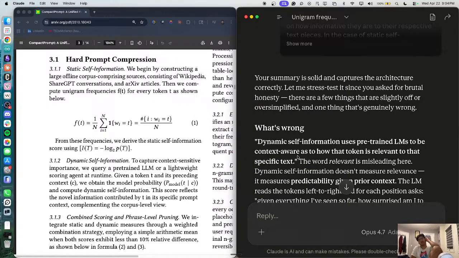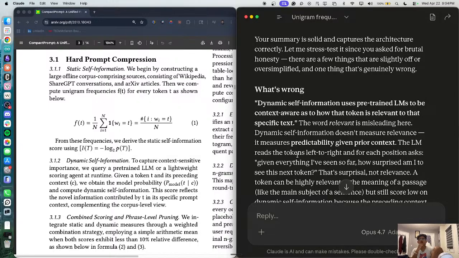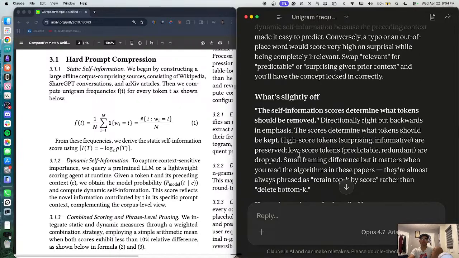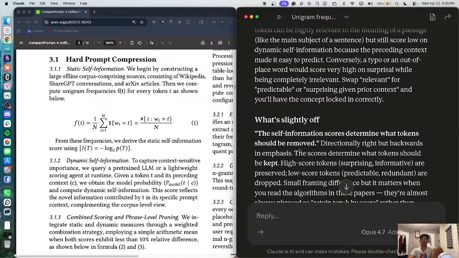Yeah, so I thought that saying that might have been a little bit risky, because I'm not really that aware of dynamic self-information. That's my fault, I guess. But okay, cool. So they do use, I believe, pre-trained LMs, but it's not about relevance. It's about predictability given. Okay. Again, we don't need to know that because we're still learning dynamic self-information, so that's fine.